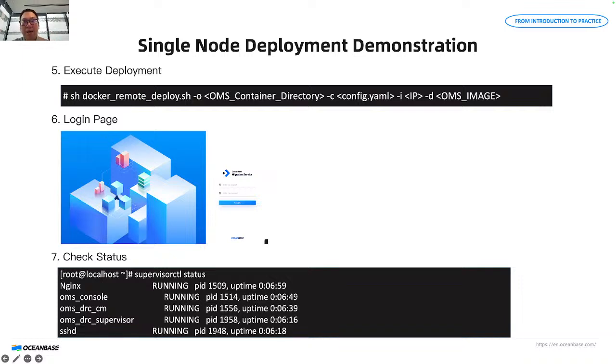After the deployment, you can log into the OMS web page. When you log in for the first time, you need to reset the root and admin user's initial password. If you want to check whether the entire OMS system is normal, we can log into the Docker and use the command to view the status of each component and its startup time.